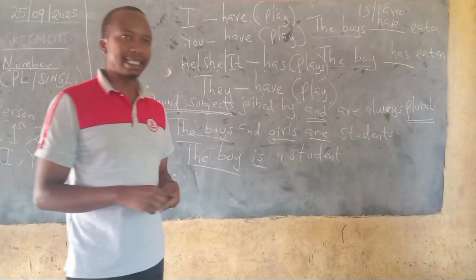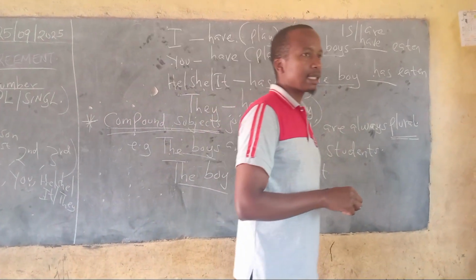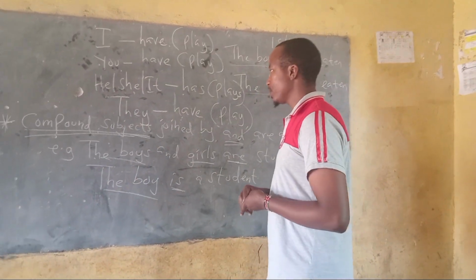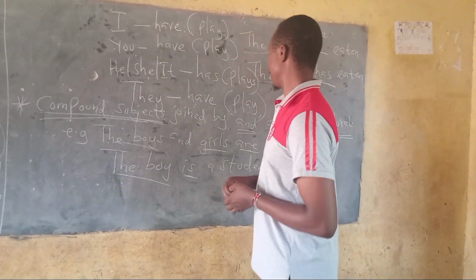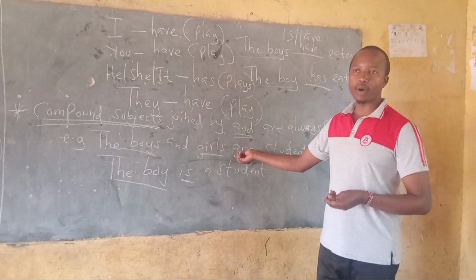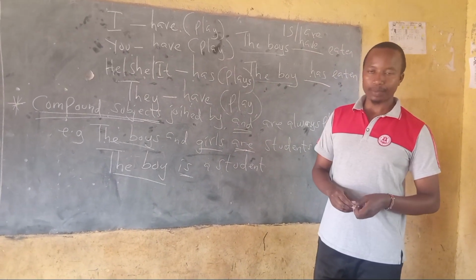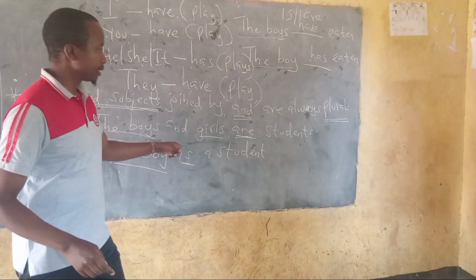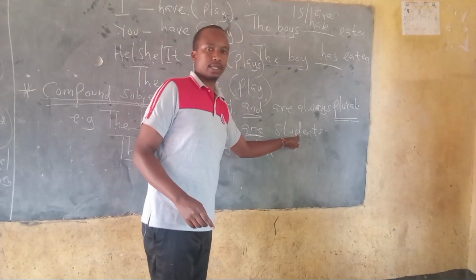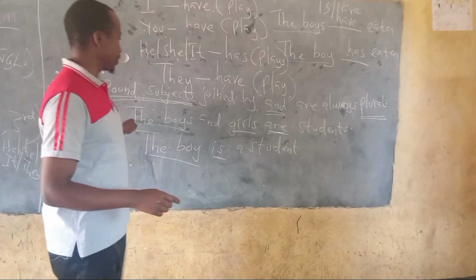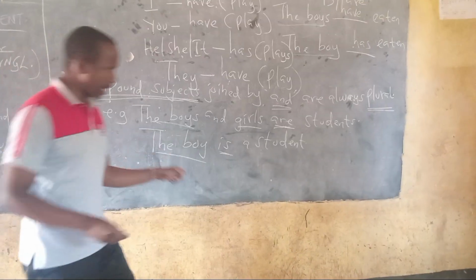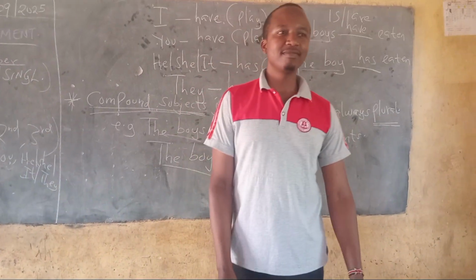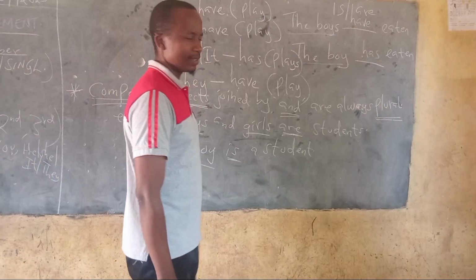So automatically, in the rule of subject and verb agreement, when the subject becomes compound, that means the verb that is going to be used is also going to be in plural form. We gave an example. The boys and girls are students. The boys and girls are students. So is this are a plural verb or a singular verb? A plural verb. Very good, very good.